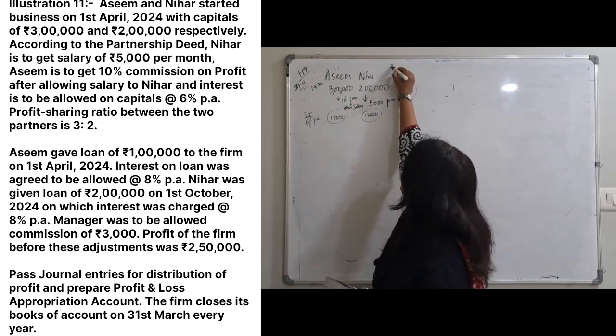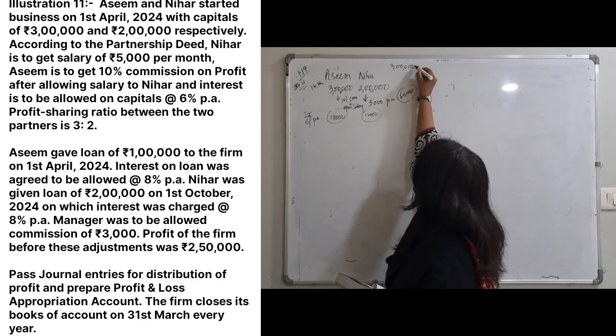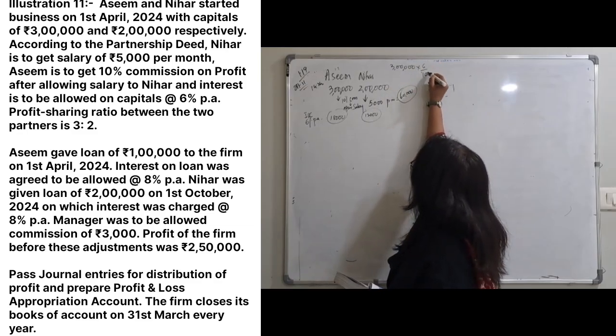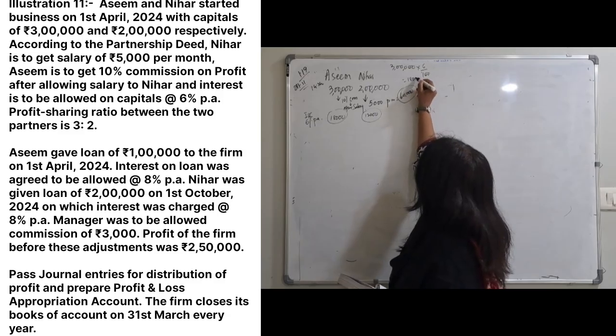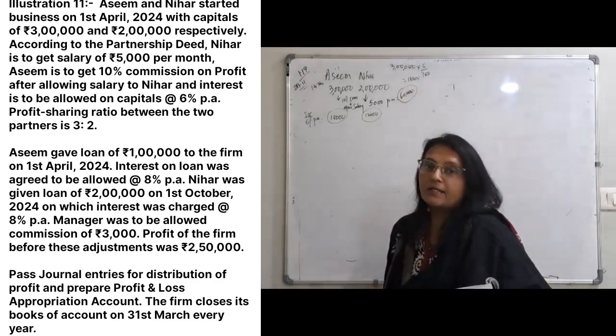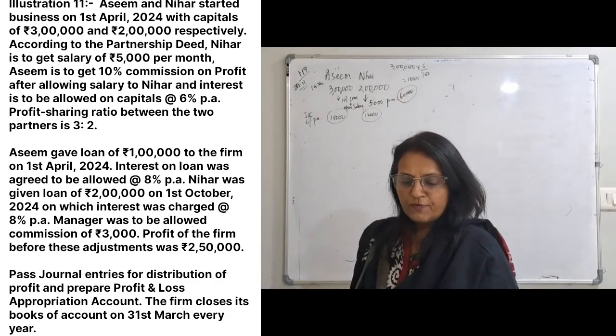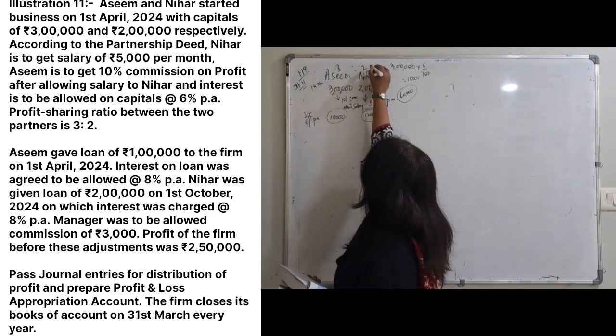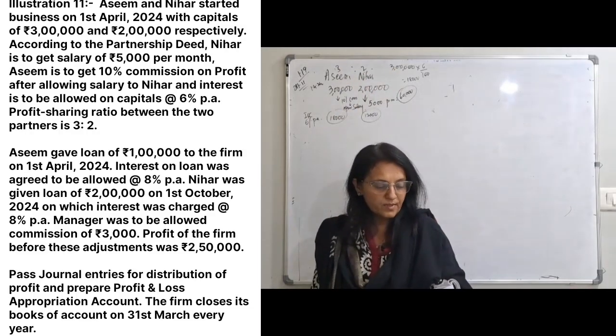How did we do this? 3 lakhs into 6 by 100, the zeros cancel, it comes to 18,000. Same way you will do for Nihar. Profit sharing ratio between the two partners is 3:2. Their ratio is 3:2. Okay.